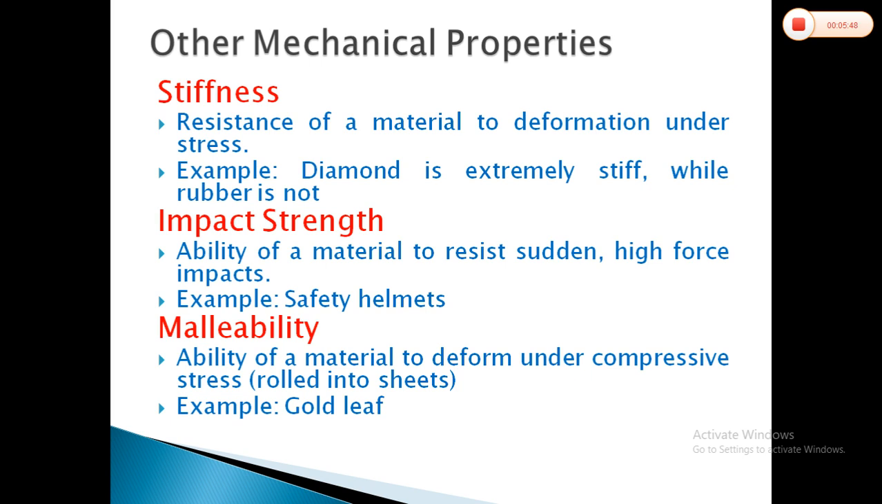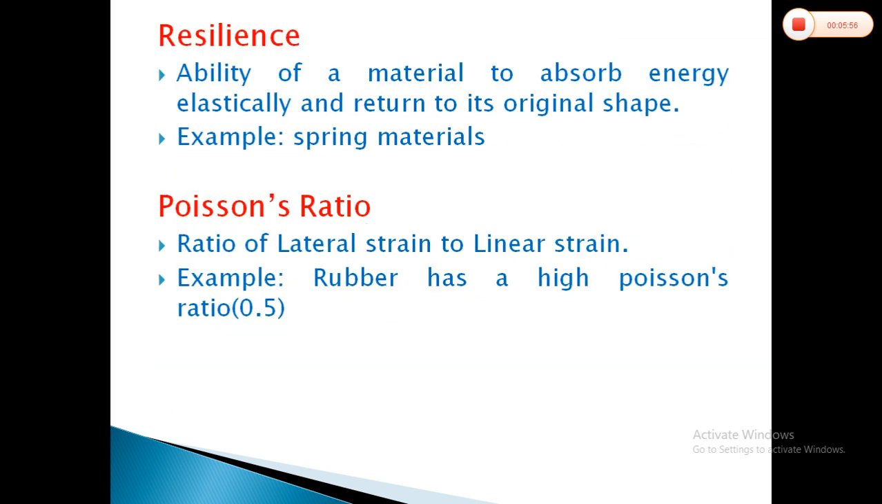Malleability is the ability of a material to deform under compressive stress. It is rolled into sheets. Example, gold leaf. Next property is resilience. Resilience is the ability of a material to absorb energy elastically and return to its original shape. Example is spring materials. The load is removed, the material comes back to its shape. That deformation is absorbed in the material itself.